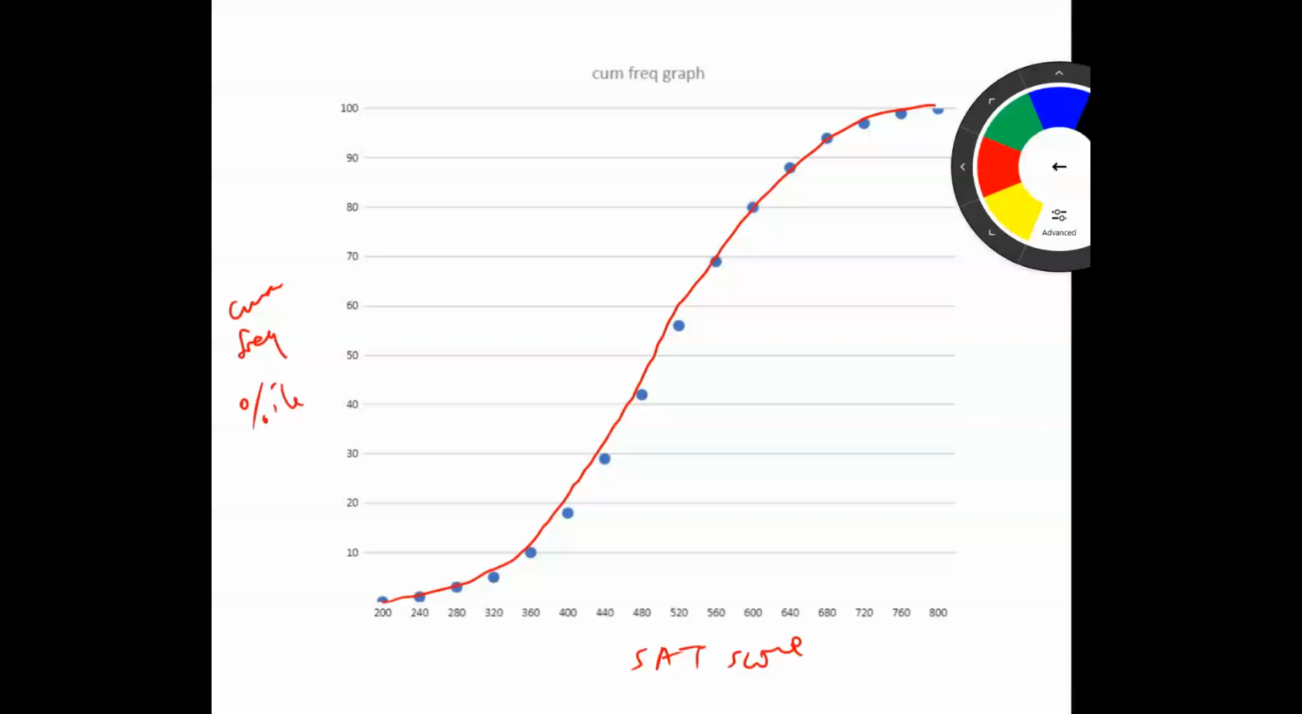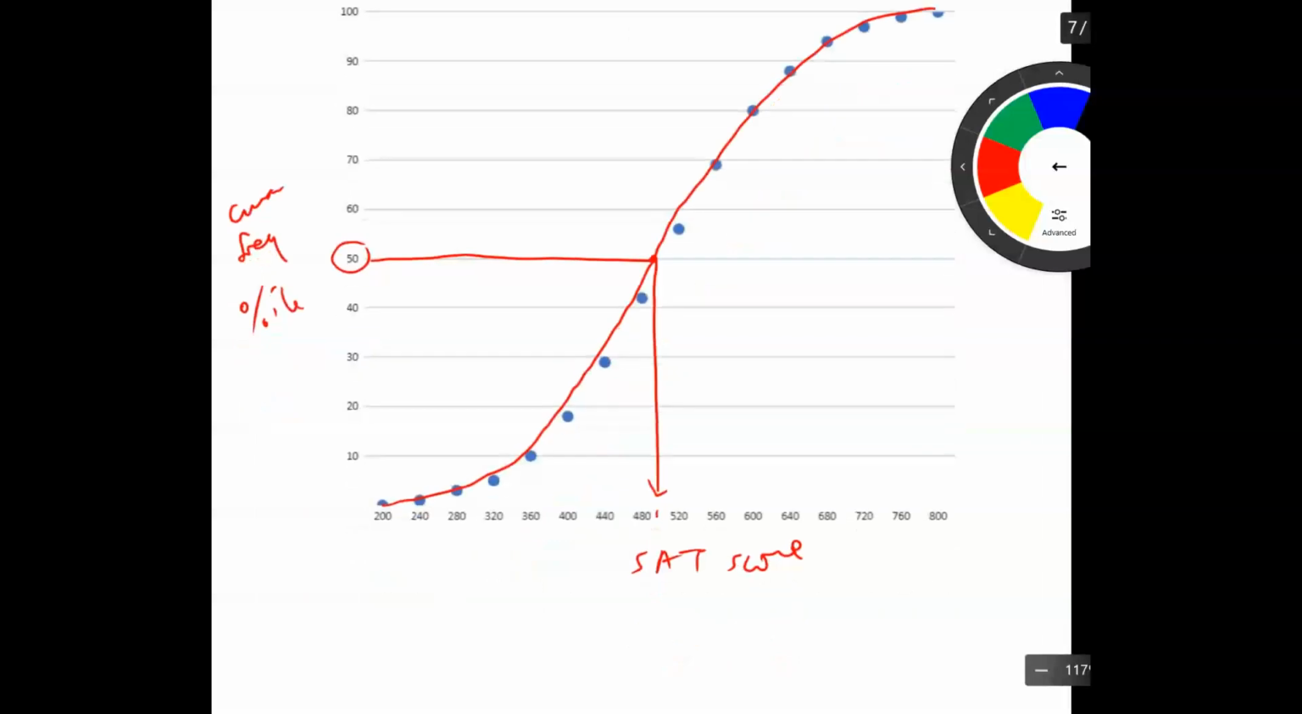Okay? One of the things you can see is the median value. How would you find the median value? Well, the median value, remember, is the middle value. The middle value in the 100th percentile is the 50th percentile, so I take the 50, I draw a horizontal line until I get to the red curve, and then I draw a vertical line until I get to the x-axis, and it looks like that corresponds to a value of 490, for example. Okay, so the median in this case is, well, maybe it's like 500. It looks like 500. Oh, what do you know? The median score of the SAT is 500.